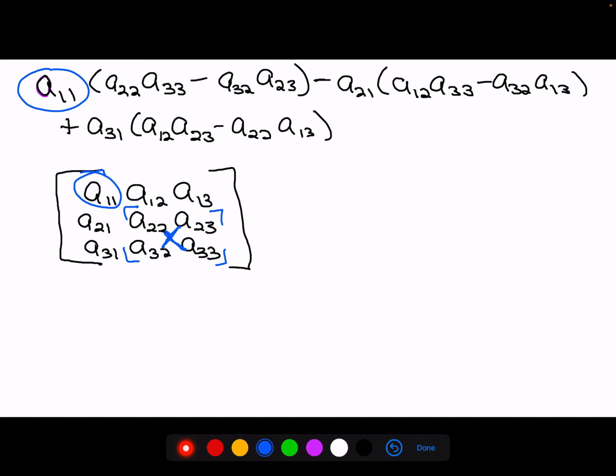The determinant of each of those little 2 by 2 matrices is called the minor of that associated element in the 3 by 3 matrix. So we have our minor of A11, M11, is that determinant. It's that A22, A33 minus A32, A23.